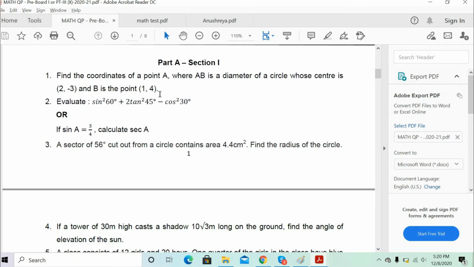So here we need to ensure that the coordinate of the point A should be x comma y. Many times what people do is assume 2 comma 3 as a coordinate and B as 1 comma 4, and they end up finding the center of the line segment or the center of the circle. We should not do that. So how to avoid that? What is the solution of this?